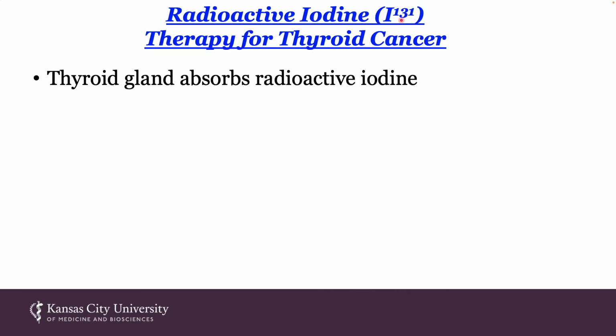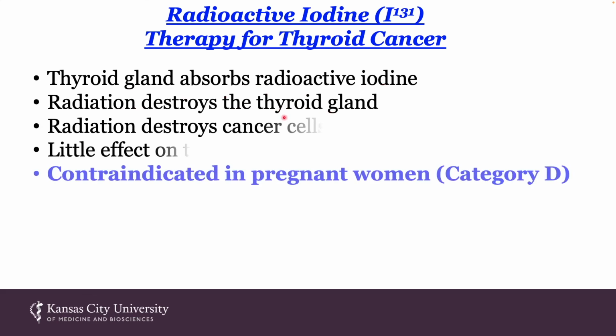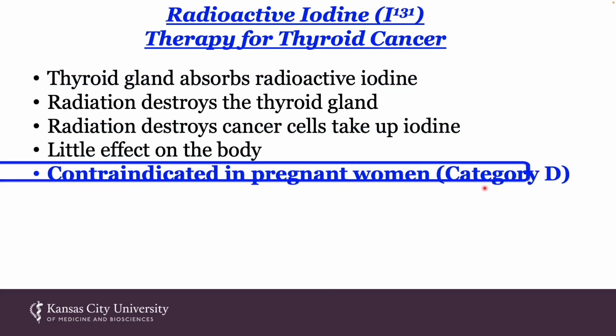Radioactive iodine, I-131, is used as a therapy in the treatment of thyroid cancer. The thyroid gland absorbs radioactive iodine through the uptake transporter. The radiation destroys the thyroid gland and the cancer cells and has little effect on the rest of the body. This therapy is contraindicated in pregnant women as a Category D drug.